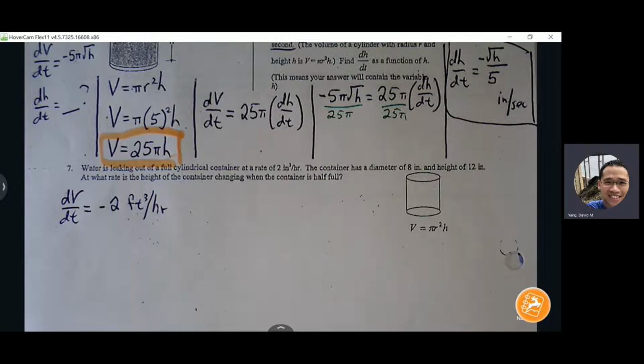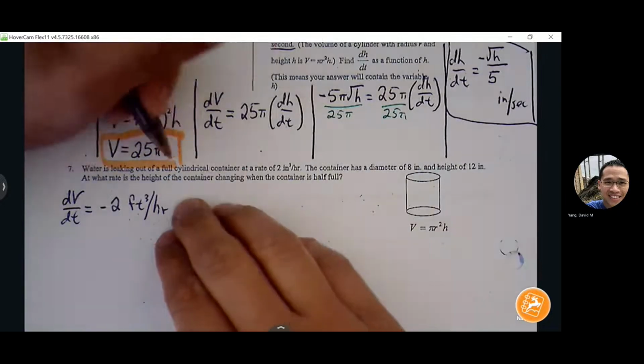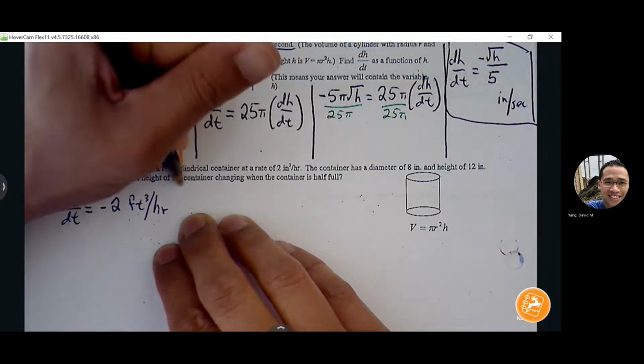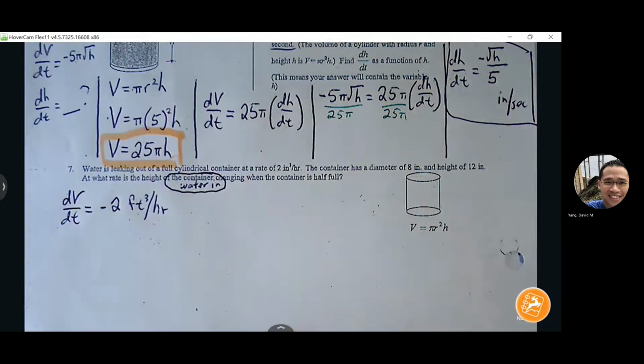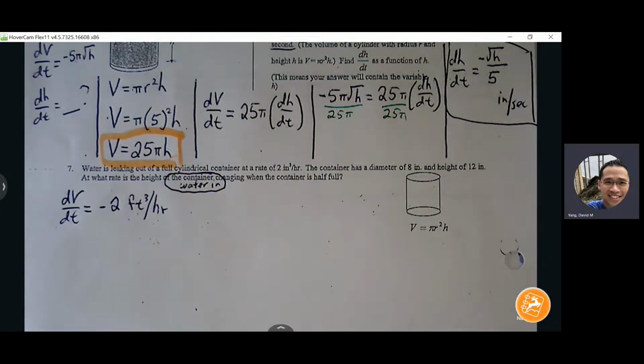Yeah, sorry, this should be the height of the water inside the container. That's right. I think the wording is a little confusing here. Guys, it's the water that is changing, not the container itself. So it says, at what rate is the height of the water inside the container changing? Sorry, the container itself is not changing, it's the water inside the container. But yeah, we're looking for dH/dt of the water, but the container is going to stay constant.